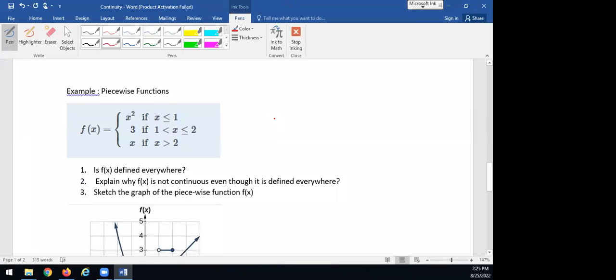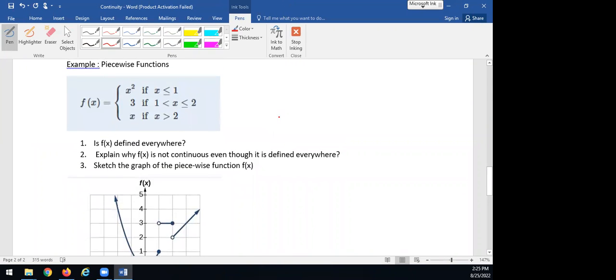All right, so here we have another example, and these are known as piecewise functions. And what do we mean by a piecewise function? It's a function that is defined differently for different parts of your domain. So think of it as a function in pieces, just as the name suggests. All right, so let's look at this here. Is f of x defined everywhere? Yes or no? Take a minute to think about it before you answer.